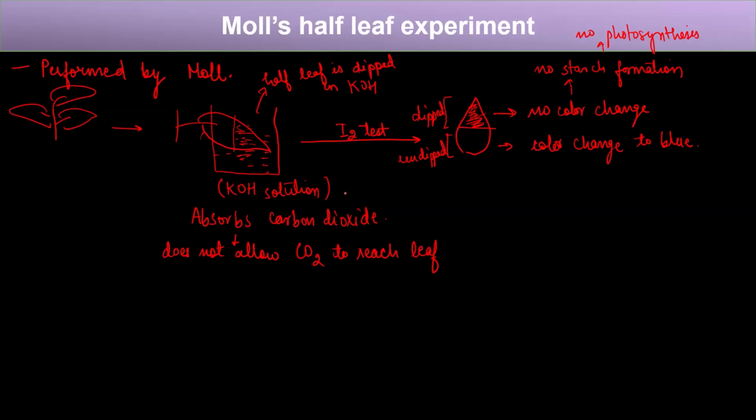So from this, what was proved? It was proved that photosynthesis requires carbon dioxide, right? Understood? So this is Moll's half-leaf experiment, and it is known as the half-leaf experiment because half of the leaf was dipped into the KOH solution. Okay. So we have proven that photosynthesis requires light and photosynthesis requires carbon dioxide.